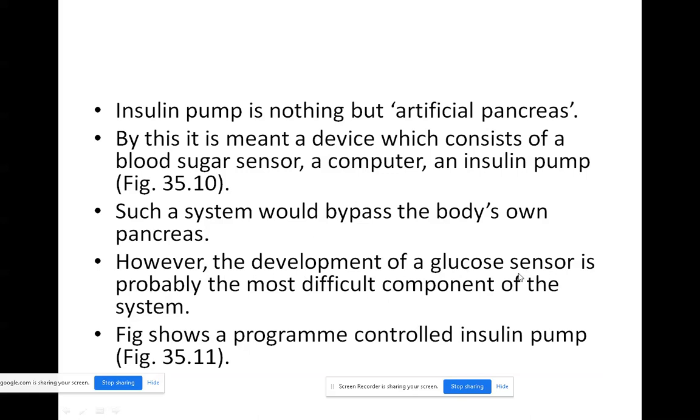Glucose sensor. The development of a glucose sensor is probably the most difficult component of the system, which is a sensitive part of your body. Okay, the most sensitive part of the body.